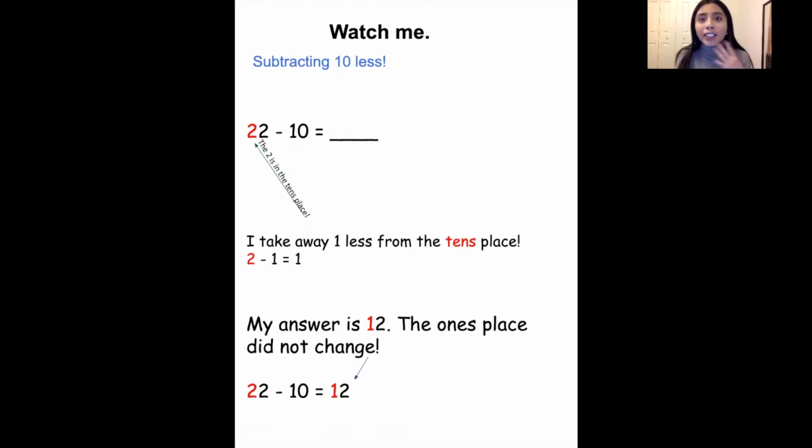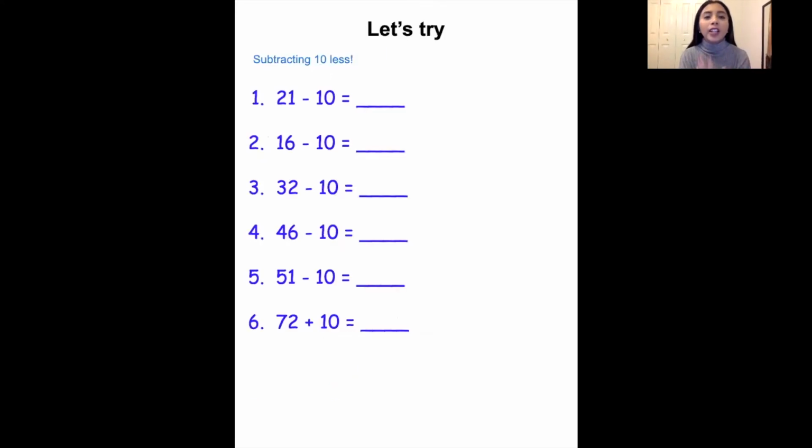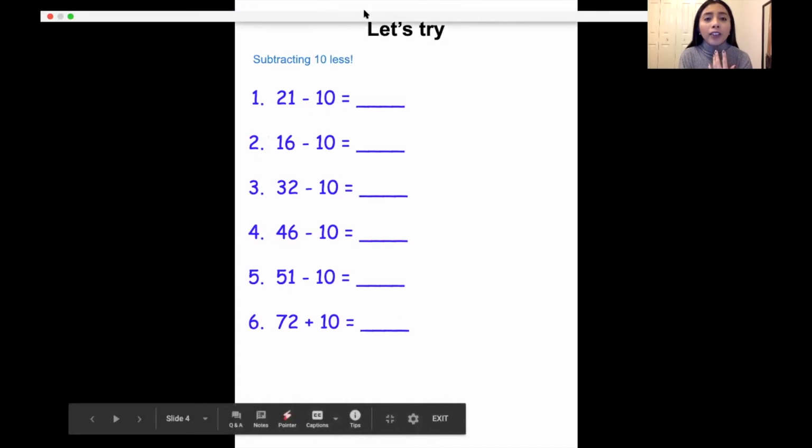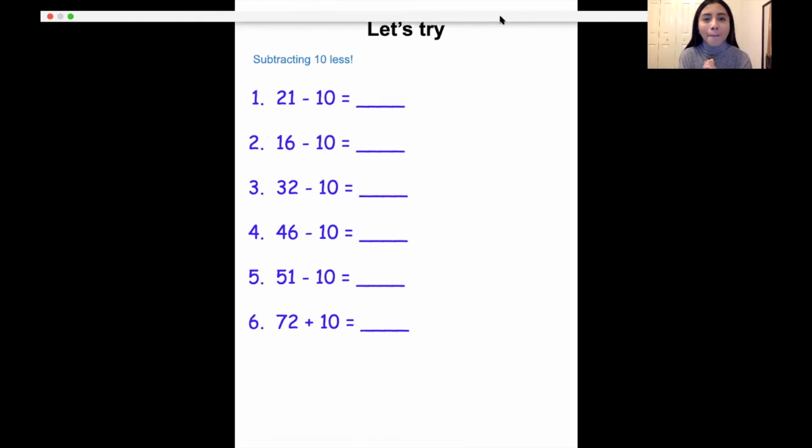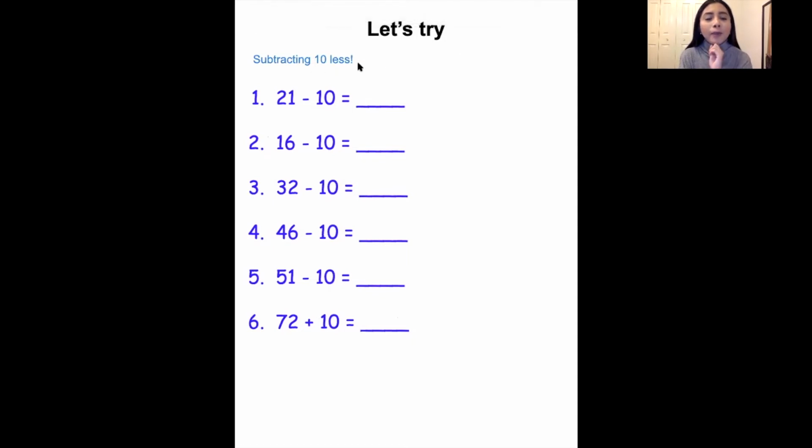So we're going to practice that even more with bigger numbers this time. But remember, we're only taking away 1 less from the tens place. So let's see if we can do it really fast. So right here we have 21 minus 10. So I want you to tell me, what are we going to do this really fast where we don't have to guess or we don't have to count?